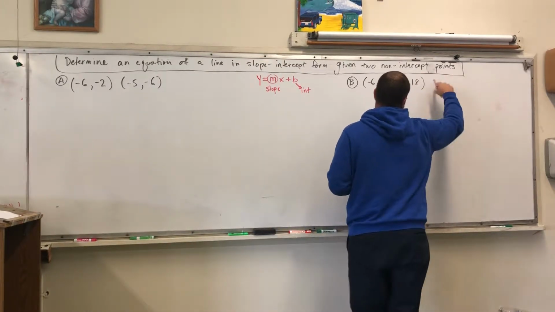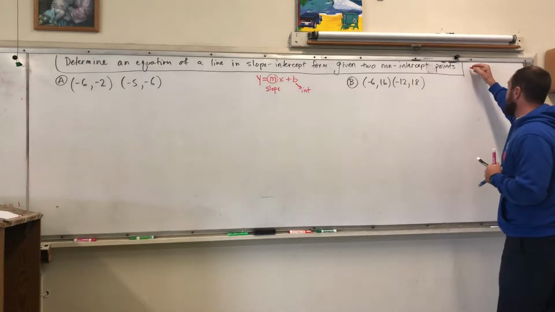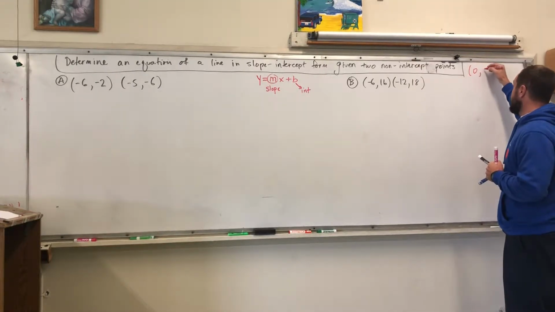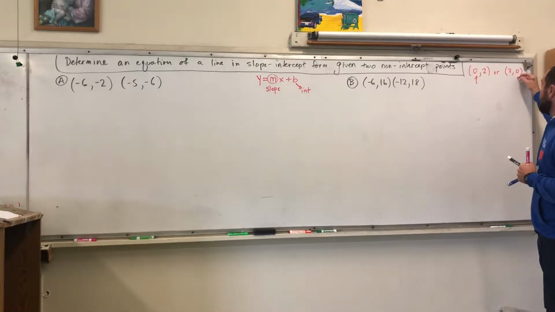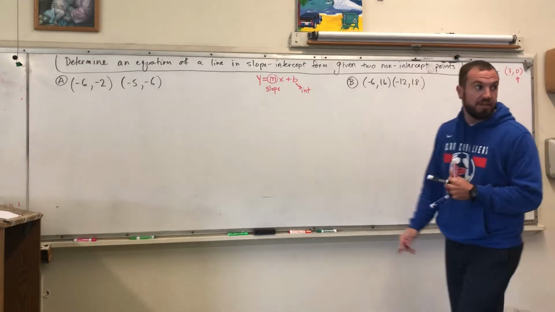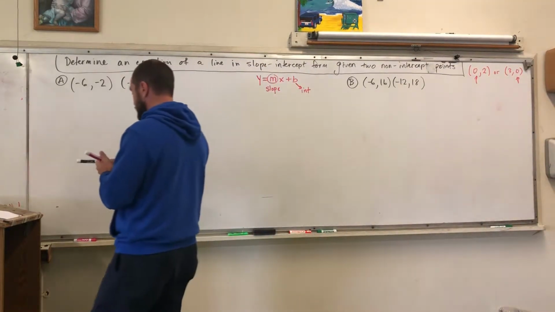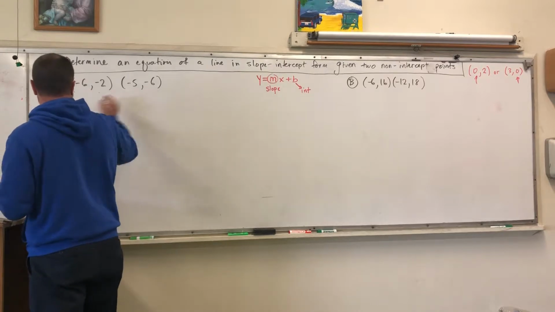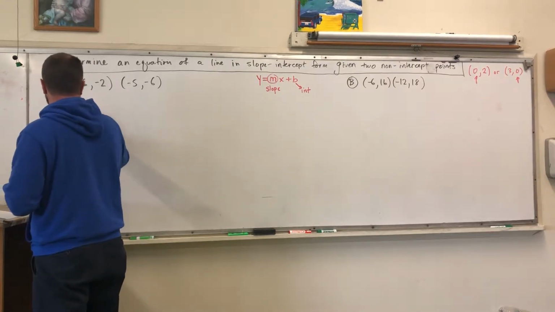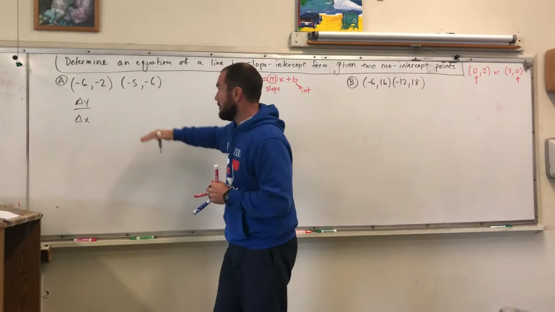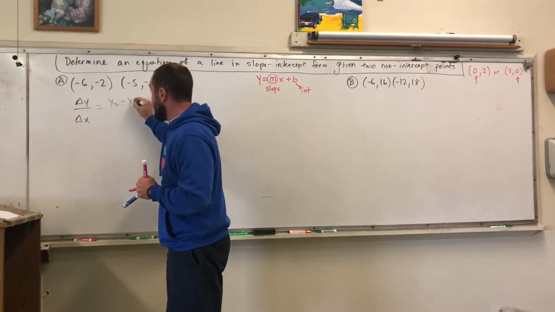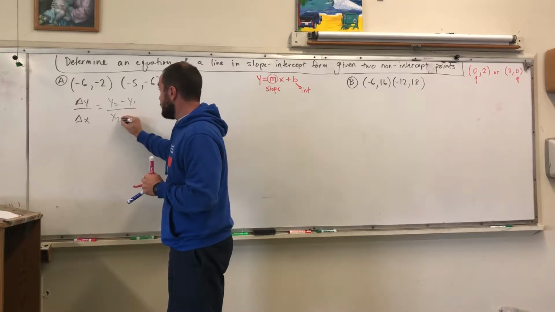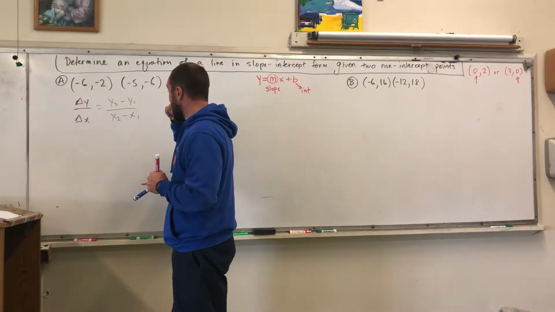Given two non-intercept points. So we spoke about an intercept point kind of being 0 and 2, or maybe a 3 and 0, where one of your coordinates ends up being a 0. That's an intercept point. So first thing we're looking for is rate of change when we're dealing with our coordinates here. And that rate of change, y2 minus y1 over x2 minus x1, that's going to give us our slope.